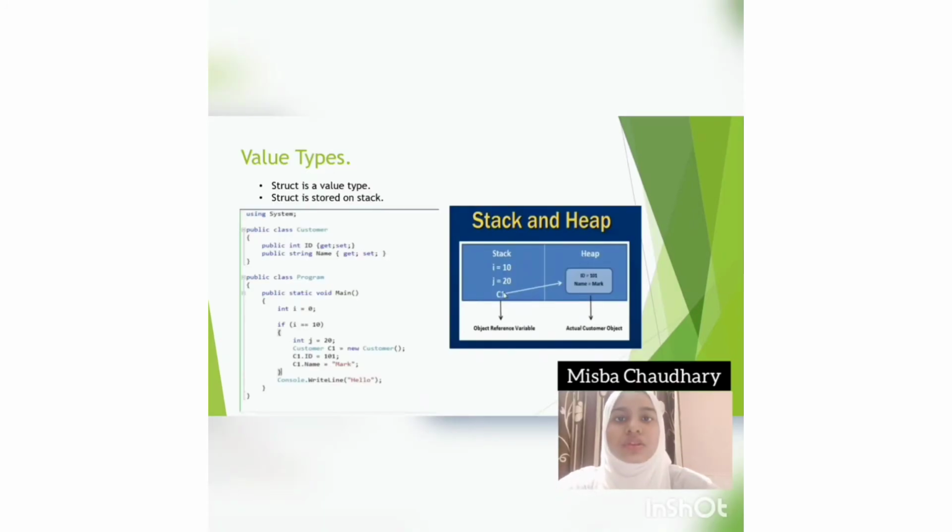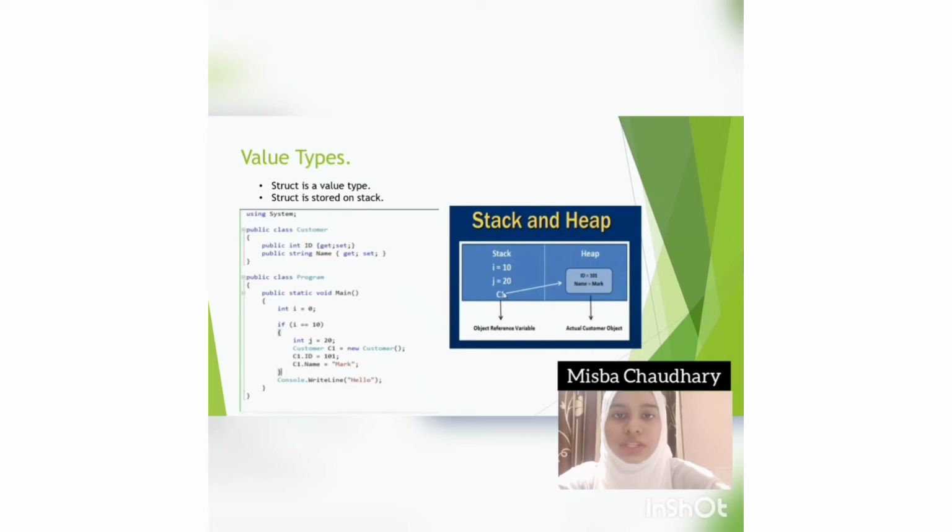Value types. So let's see what are value types. A structure is a value type. All the differences that are applicable to value types are also applicable to structures. There are several examples of value types. They are built-in data types like integer, float, boolean, etc.